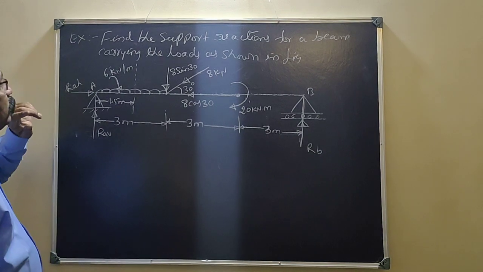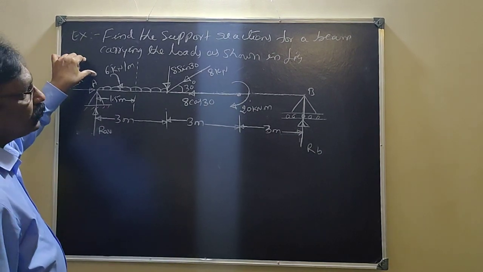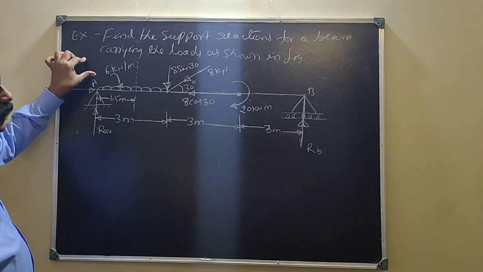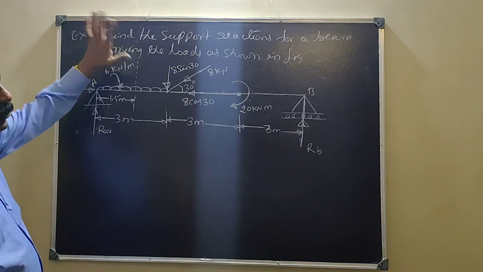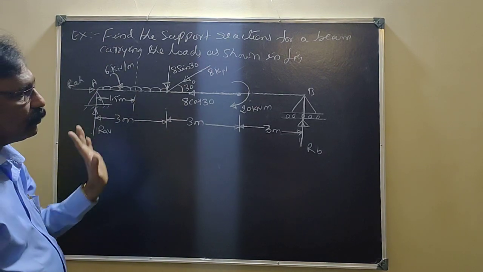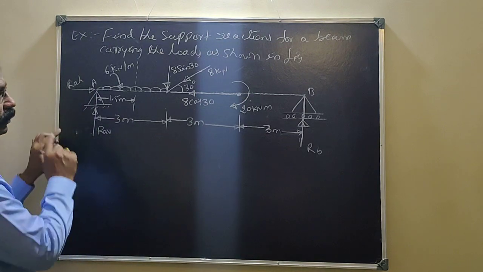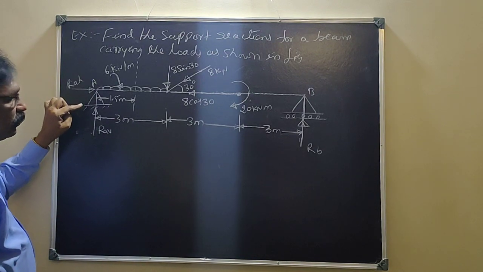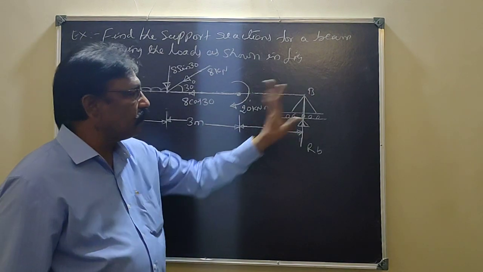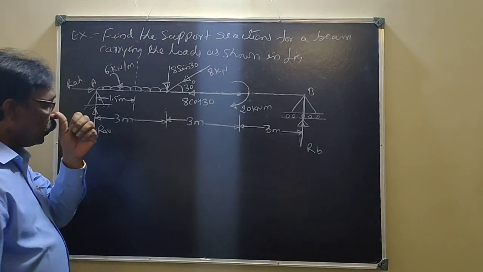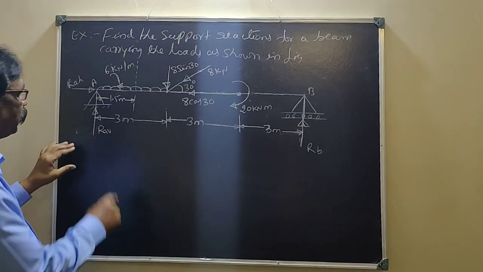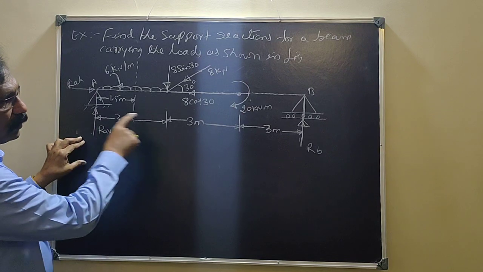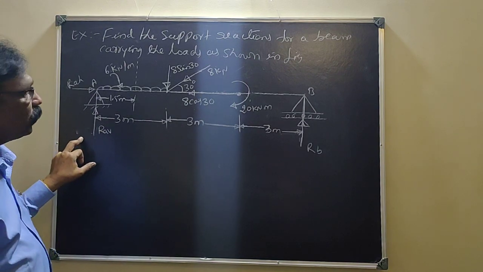So example, find the support reactions for a beam carrying the loads as shown in the figure. This question will be common, but only the figure is going to change. Now here the beam is supported at one end on a hinge and at the other end on a roller. Earlier it was a simply supported beam, now it is supported on a hinge on one end and on the other end is the roller.